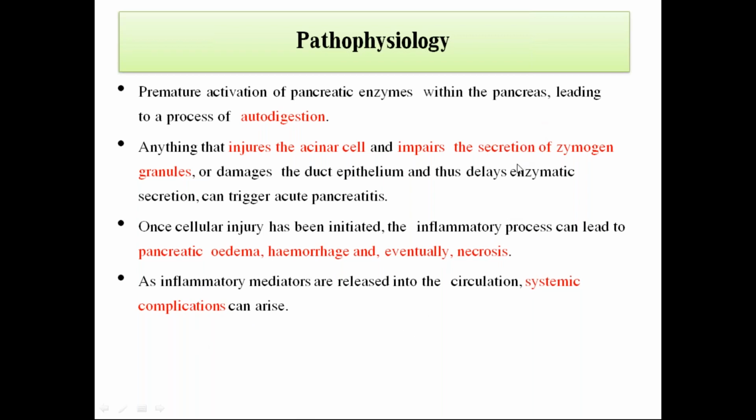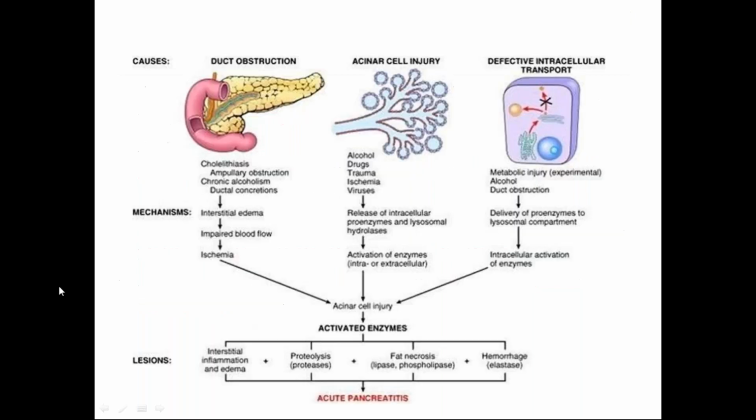Because of the release of inflammatory mediators into the circulation, systemic complications can arise. Common causes: if you know, most commonly early, there are three main reasons. One is duct obstruction, just like biliary calculus lodging in the hepatopancreatic ampulla, and direct acinar cell injury secondary to alcohol, drugs, and trauma.